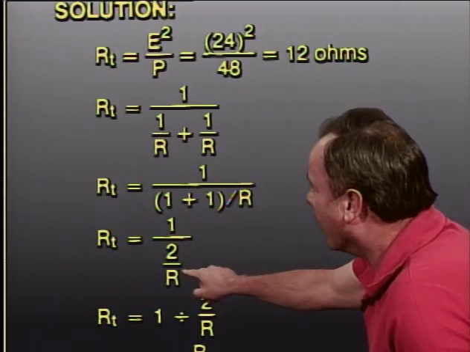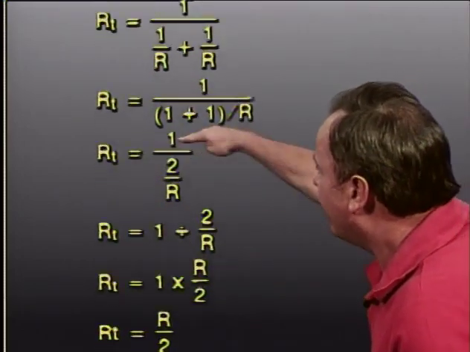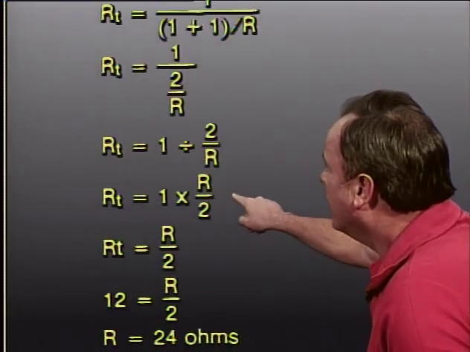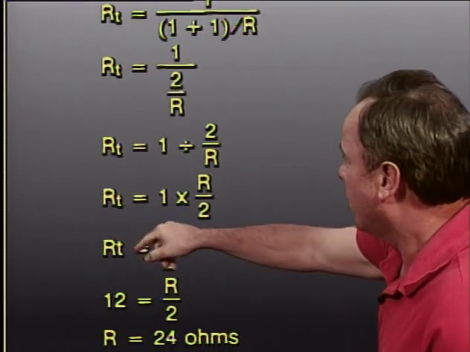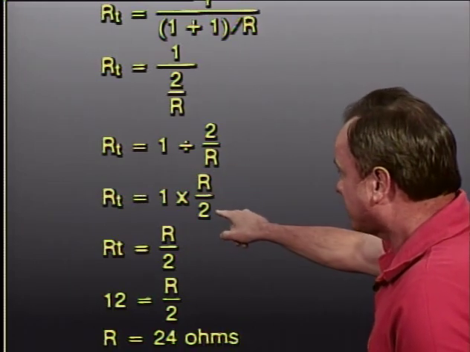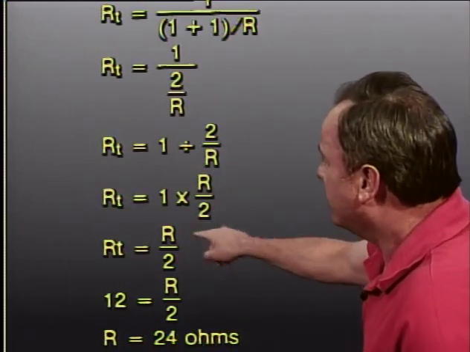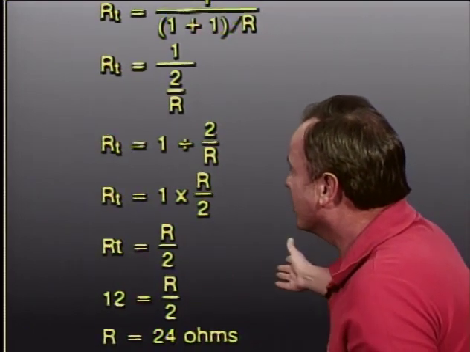2 divided by R. So that's all there is to it. And so the total resistance is 1 divided by 2 divided by R. Well, to divide by a fraction, all we have to do is flip it. So the total resistance at 12 ohms is equal to 1 times R divided by 2. Okay, 1 times both of these means the total resistance is equal to R divided by 2. That's all there is to it.